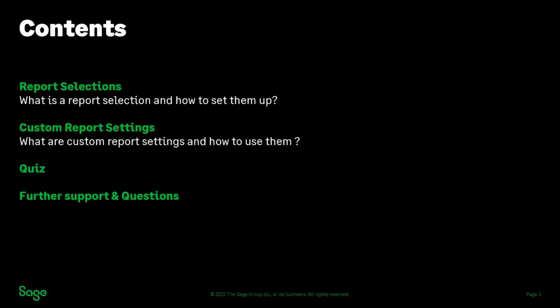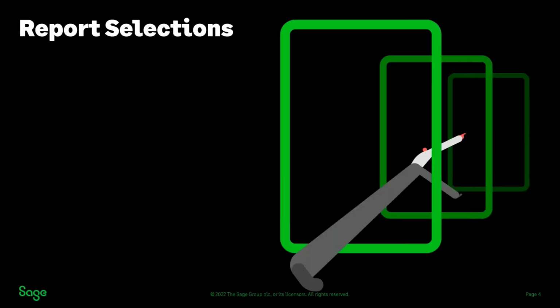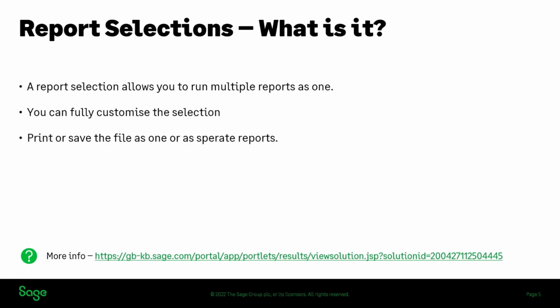Okay, so let's get things started with report selections. So what is a report selection? A report selection allows you to run multiple reports as one. This is where you can then fully customize the selection itself as well. And alternatively, you can print or save the file as one or separate reports. So you can run the report selection at once, which brings up all of the reports that you've included. And then you can either print them all as one, save them all as one document, or separate documents if you need to as well.